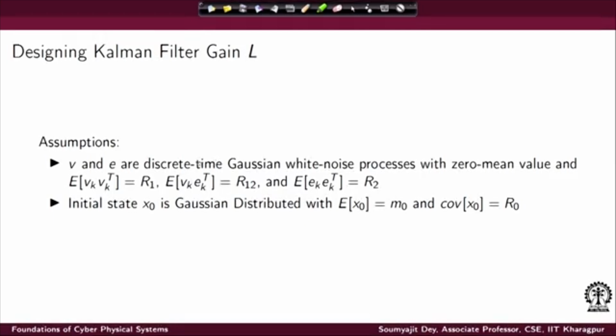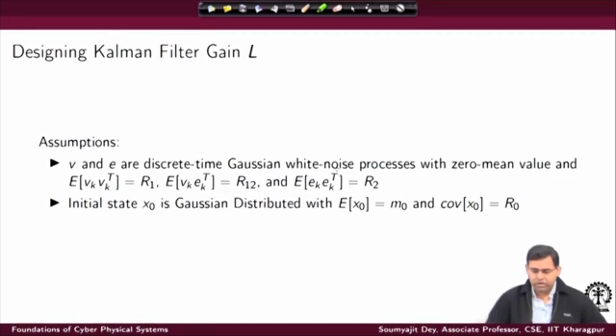So, you are considering this v and e, the process and measurement noise, as discrete time Gaussian white noise processes which have some 0 mean, and their variances are like this. So, you have the variances and covariances given by these terms. So, variance of process noise is R 1, variance of measurement noise is R 2, and their mutual covariance is R 12. Also, you will have the initial state of the system x naught assumed to be Gaussian distributed with some mean m 0 and a covariance value R 0.